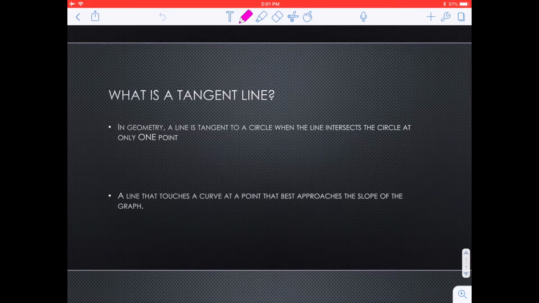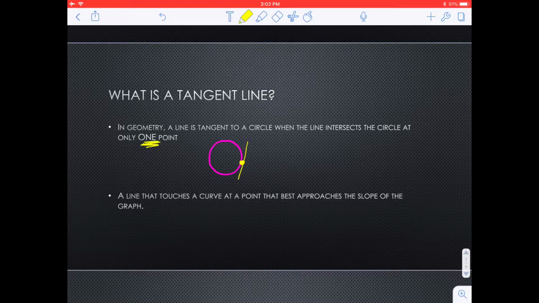We're going to start out by talking about what exactly is a tangent line. In geometry, a line is tangent to a circle when the line intersects the circle at only one point. If I have this circle here and I want to create a tangent line, I am getting one point on that circle and my line is going through that one point. So it is touching the circle only at that individual point. The key word here being the number 1.